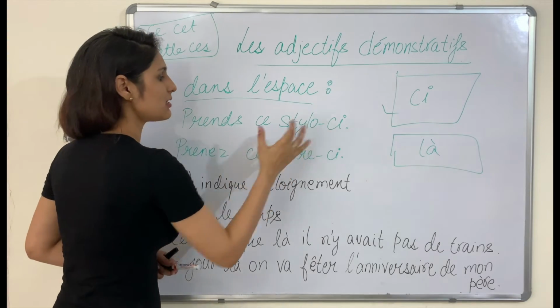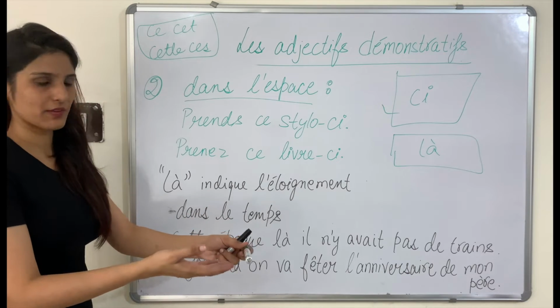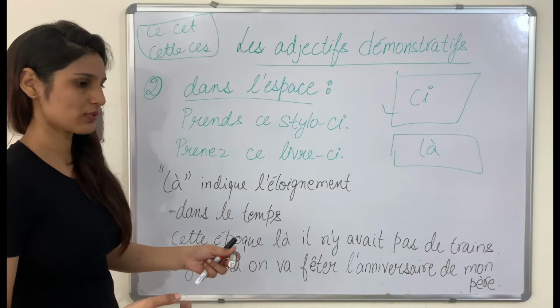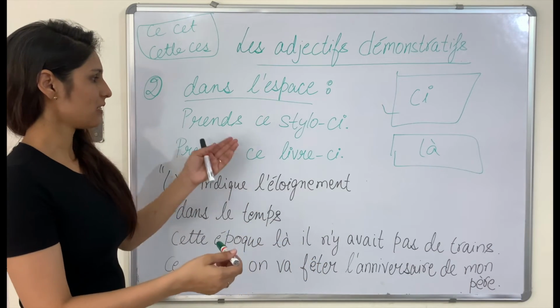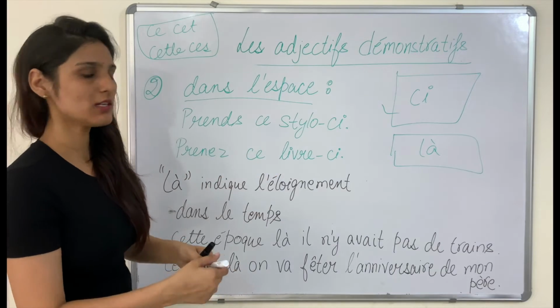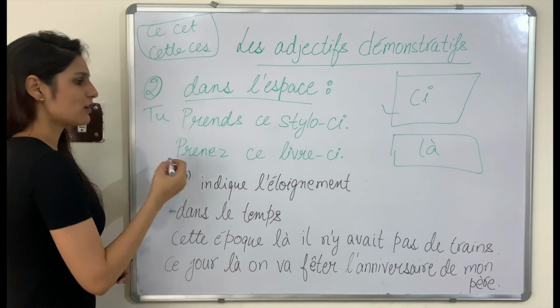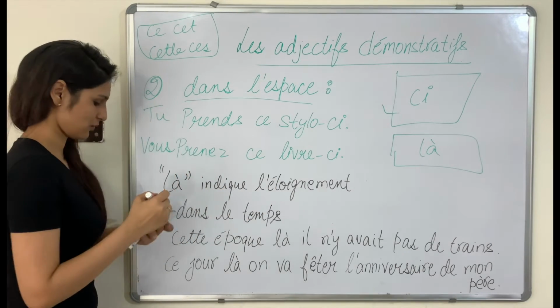Prends ce stylo-ci. You can take this pen. If I'm talking, suppose there is a pen right in front of you and you want to say to your friend, you can take this pen. So you can say, tu prends ce stylo-ci. Or you could say, vous prenez ce livre-ci, if you have a book right in front of you.